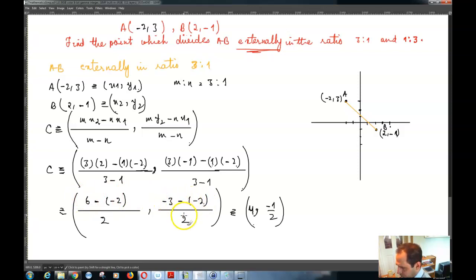Negative 3 plus 2 is equal to negative 1/2. Well, there is something wrong in here. Let me see what I have done wrong. mx2 minus nx1 divided by m minus n, my2 minus my1. Oh, sorry, I have made a mistake over here. This is y1. This is supposed to be y1.